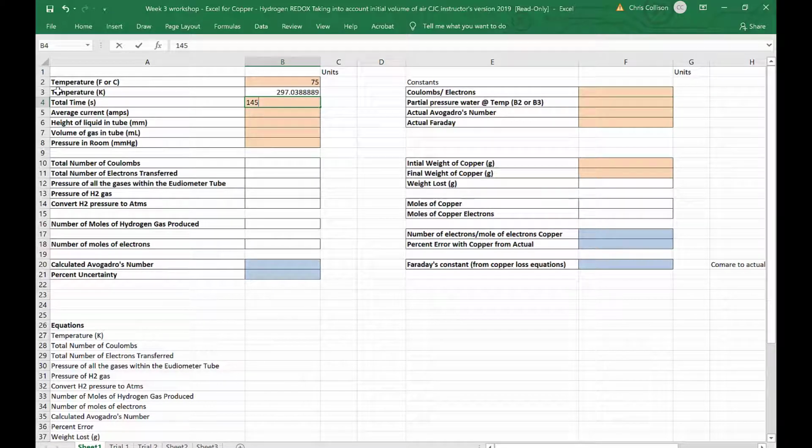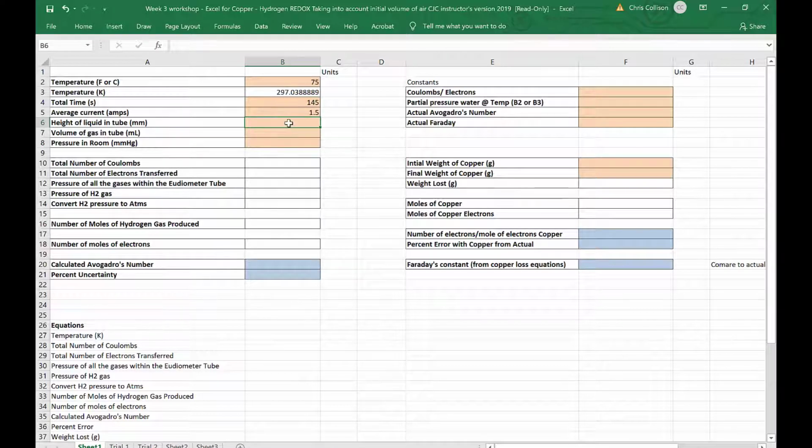Let's imagine we've run our experiment for 145 seconds, so we're going to add that in. The current you're going to try to keep fixed. So let's imagine we've run the experiment at a fixed current of 1.5 amps. And you'll notice that the units are provided in column A along with the measurement that you're making.